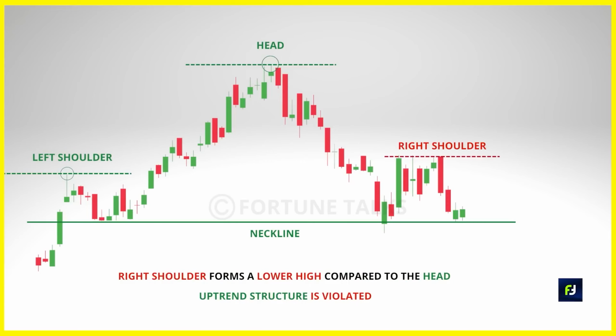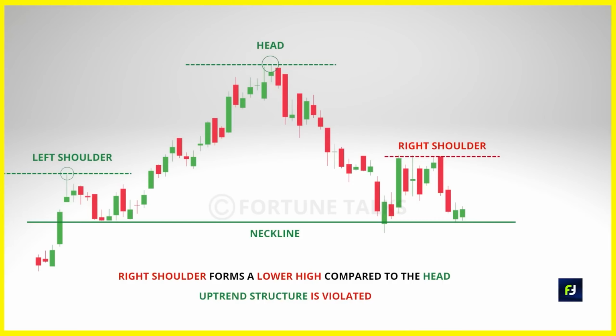Now, once again from the neckline, the buyers make a final attempt to push the prices higher, but they fail to even break above the previous high or the head of the pattern. And yet again, the sellers take control and push the price towards the neckline. This forms a lower high compared to the previous high, which indicates a shift in the sentiment towards bearishness.